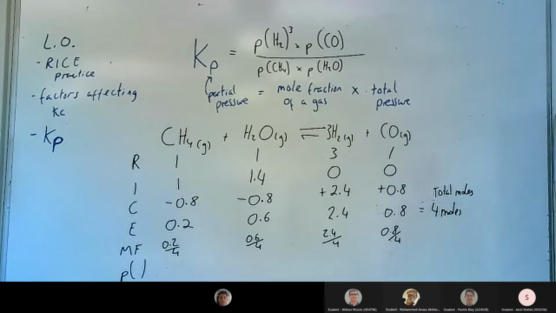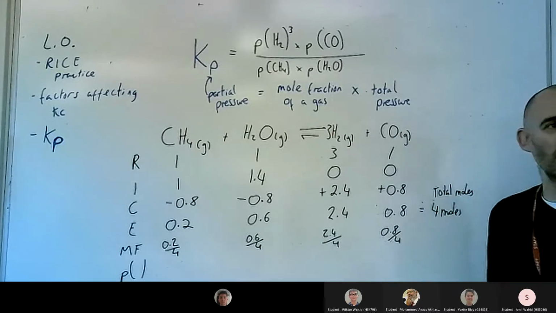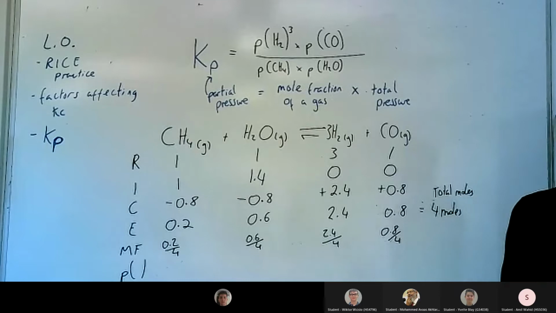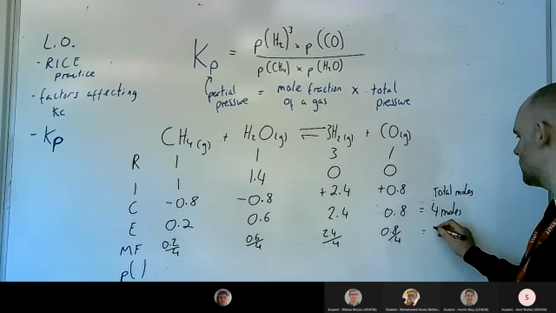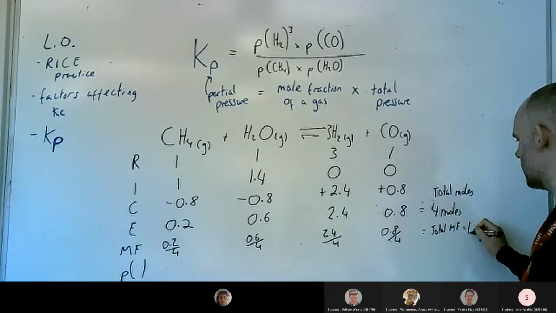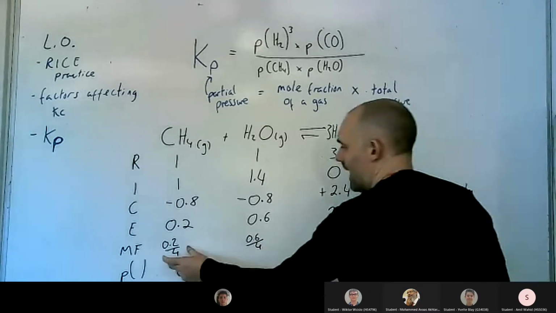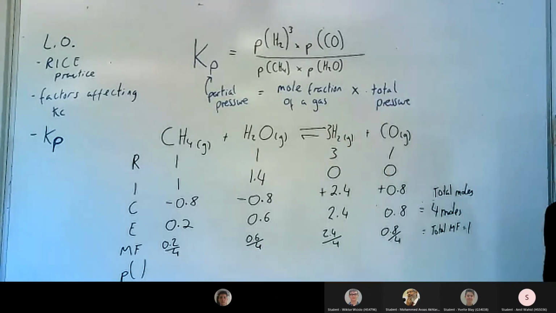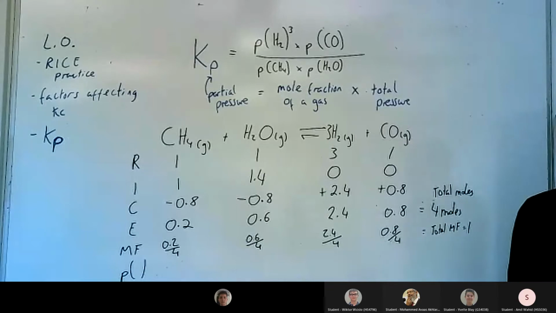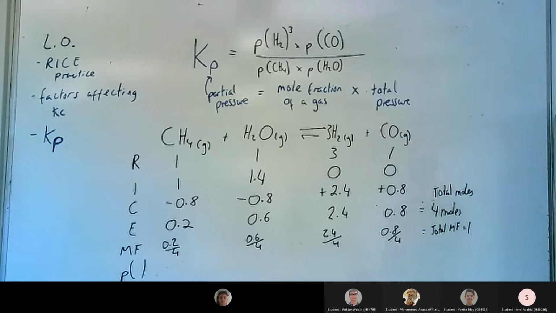If you want to check you've done it right, the total mole fraction should always add up to 1. You can't add up to anything else. It's all the fractions to make the whole. So the point of doing this is the fraction that each one of these gases contributes to the overall pressure inside that reaction vessel.